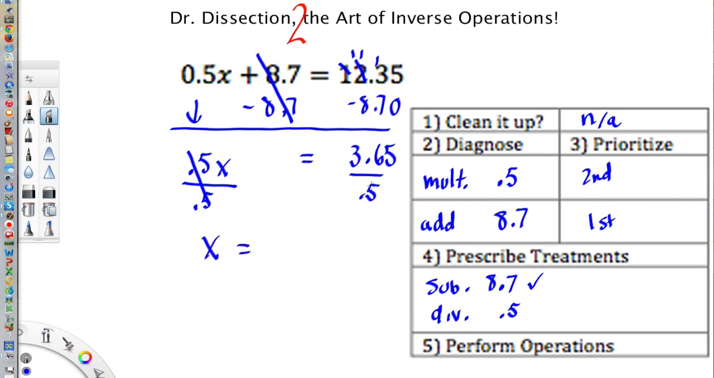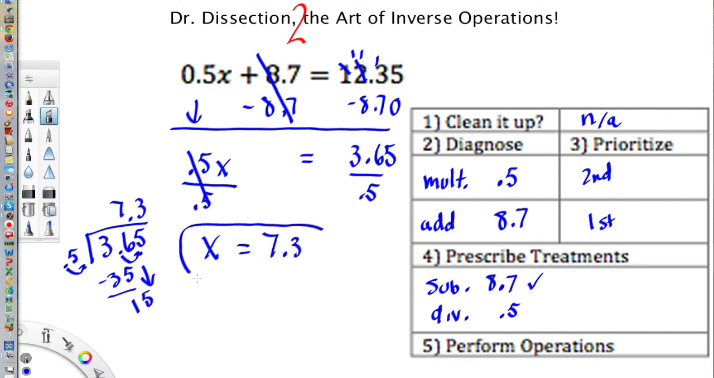I'm left with x is equal to 3.65 divided by 0.5. Well, I can't have a decimal out here. I need to move my decimal point over 1 here, and I need to do the same thing here. 5 will go into 36 7 times, which is 35. I subtract. I get 1. I bring down my 5. 5 will go into 15 3 times. So my answer is 7 3/10. That is my final operation, and my patient will live.